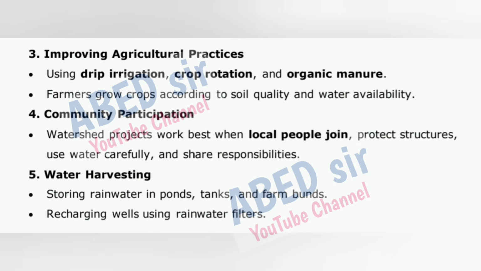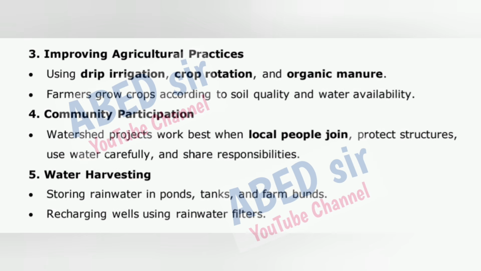3. Improving agricultural practices. Using drip irrigation, crop rotation, and organic manure. Farmers grow crops according to soil quality and water availability. 4. Community participation. Watershed projects work best when local people join, protect structures, use water carefully, and share responsibilities. 5. Water harvesting.